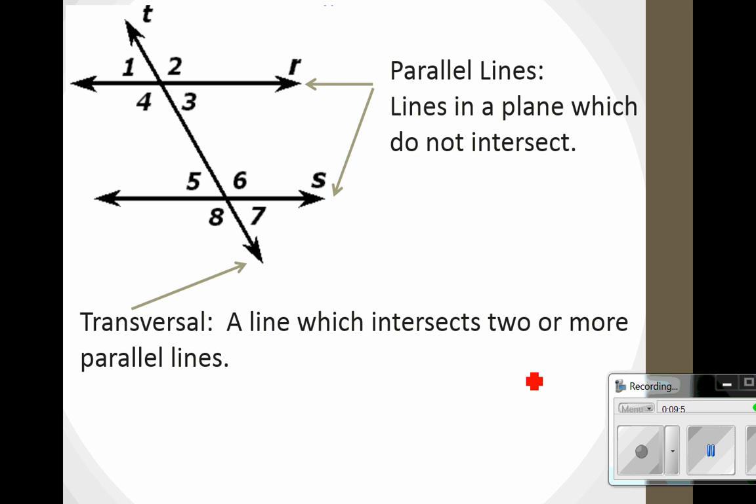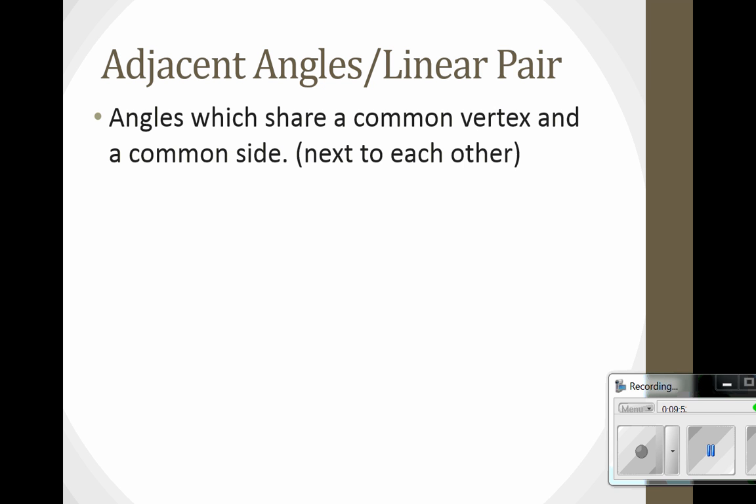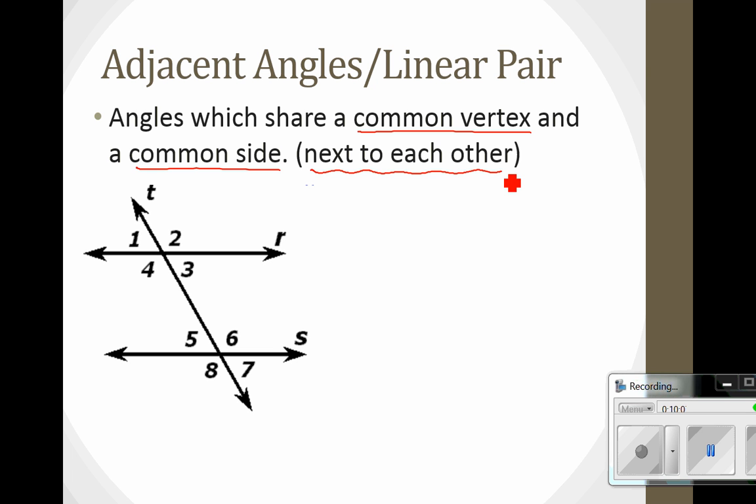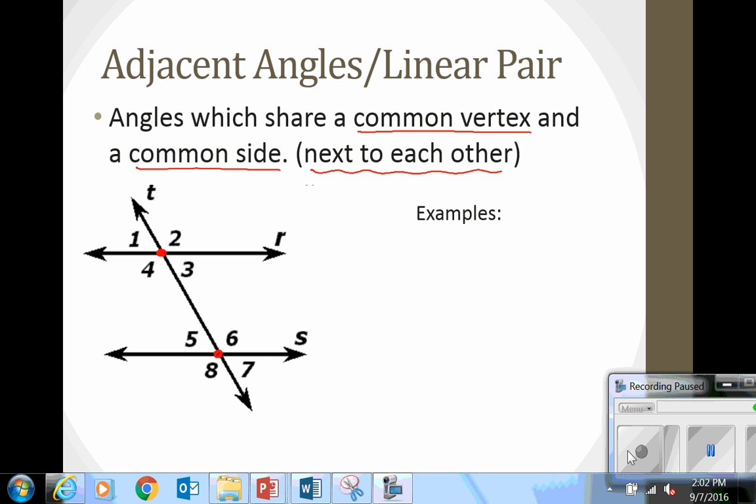And the last vocabulary words we're going to look at are adjacent angles or a linear pair. They're angles that share a common vertex and a common side. So they're basically next to each other. And if you look at the figure that you're going to draw again, we're going to come up with some examples. So let's find angles that share a common vertex. So let's find the vertex first. This is a vertex, and this is a vertex. Go ahead and identify them.